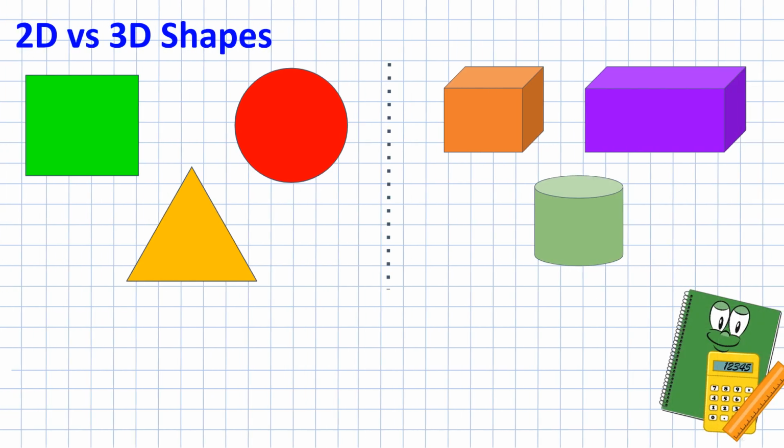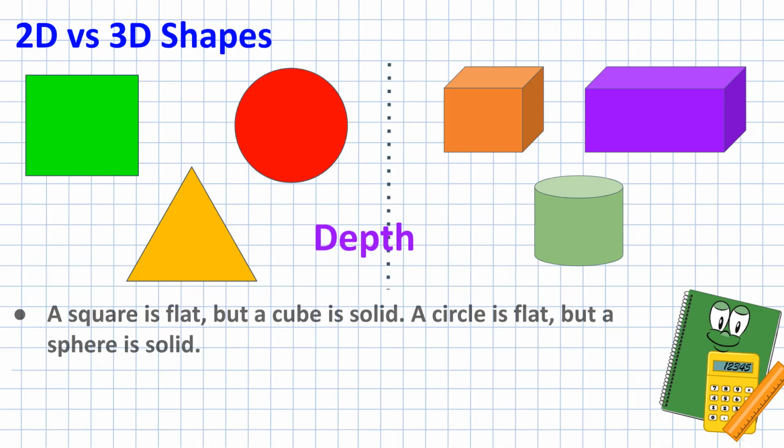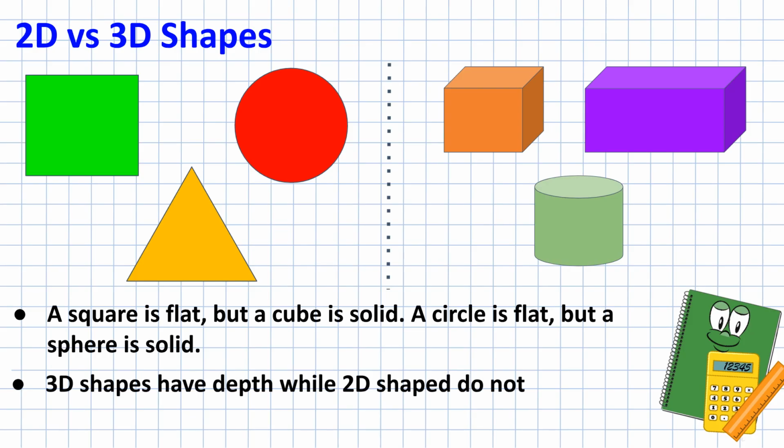The main difference between 2D and 3D shapes is depth. A square is flat, while a cube is solid. A circle is flat, but a sphere is solid. 3D shapes have depth, unlike their 2D counterparts.